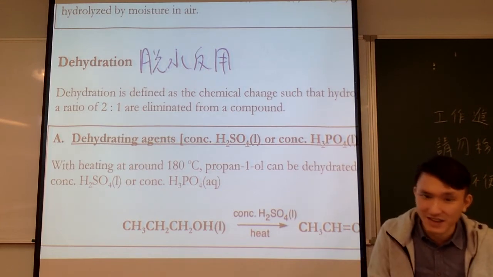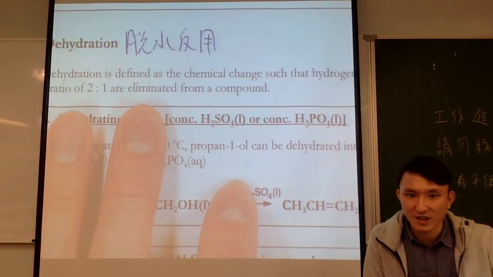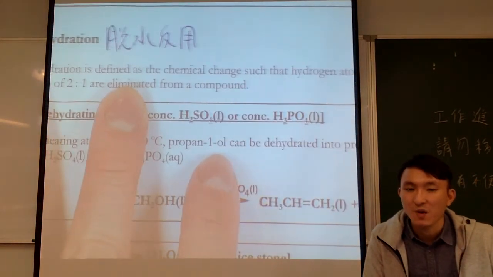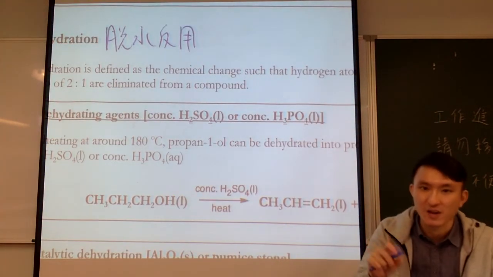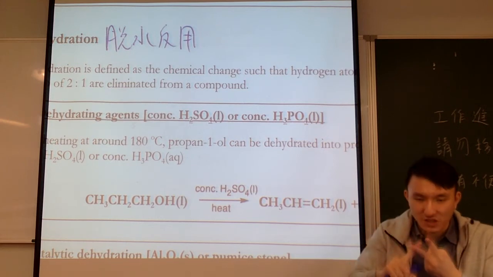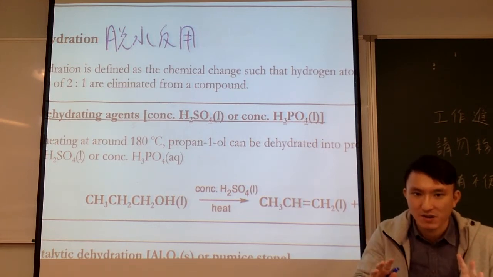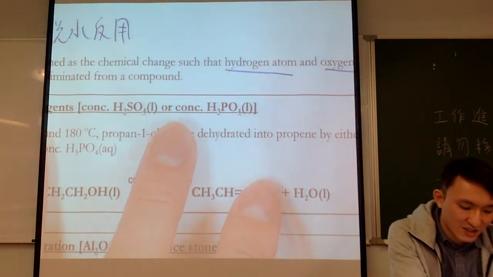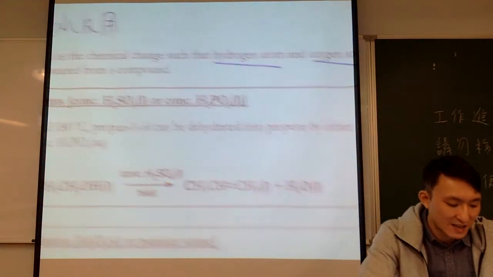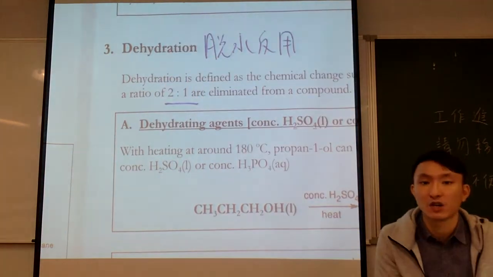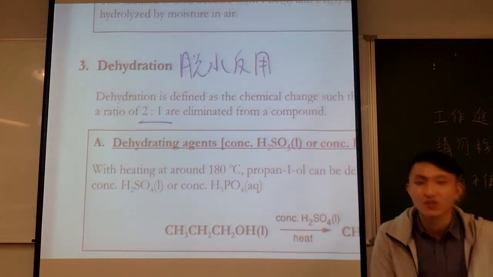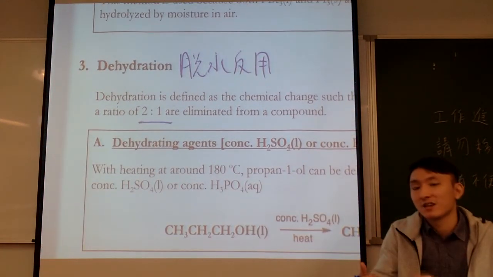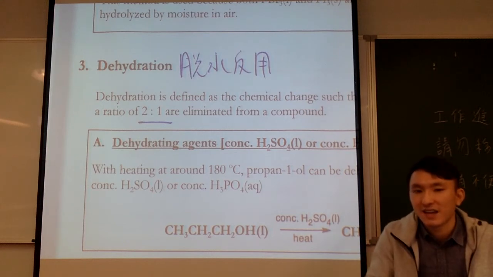Now, the idea is that dehydration is actually a reaction where we try to remove hydrogen atoms and oxygen atoms from a compound. And we remove the hydrogen and oxygen atoms in a 2-to-1 ratio, okay? So we take away two hydrogen atoms, take away one oxygen atom, and guess what?